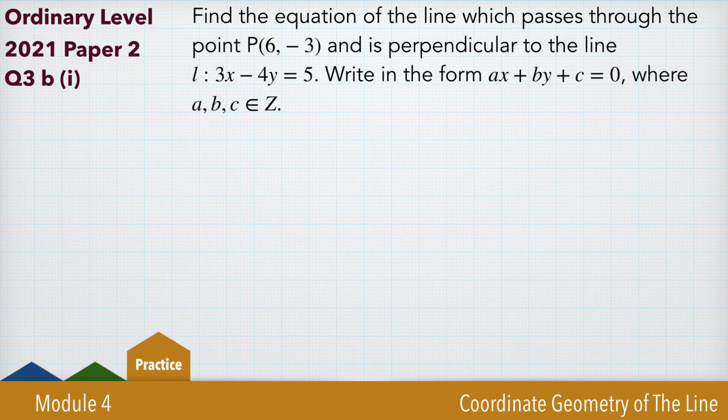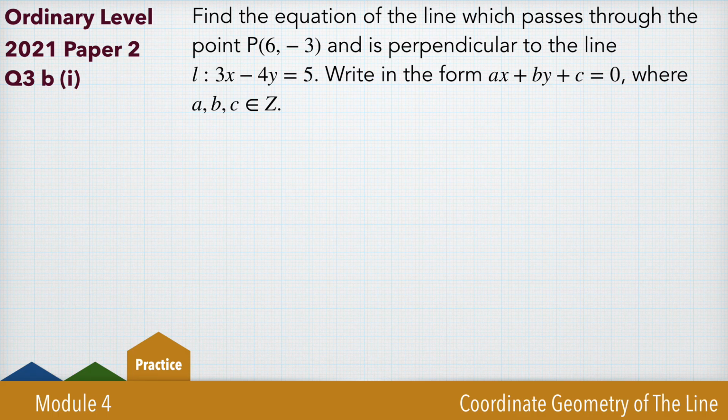Here we must find the equation of the line that passes through the point P (6, -3), and we are told it is perpendicular to the line L, whose equation is 3x - 4y = 5. We are asked to give our answer in the format ax + by + c = 0, where a, b and c are elements of integers. In this question, we are told that the required line is perpendicular to the given line L. This will help us get the slope, as perpendicular slopes are negative reciprocals of each other.